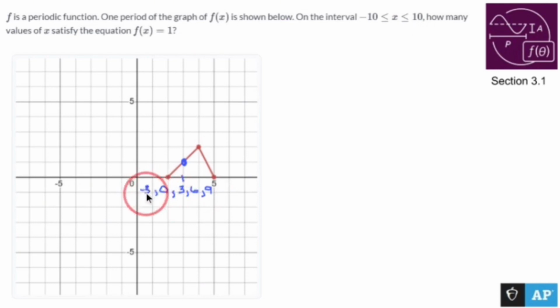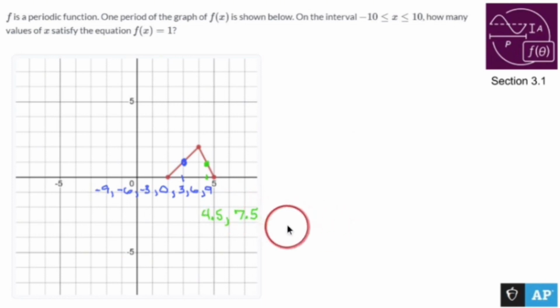At -3, it's going to happen again. At -6, at -9, it's going to happen again. At -12, it's going to happen again, but I don't care about -12. Okay, so also we are at 4.5 right there at the green spot. So f of x is equal to 1 at around 4.5, which means at 7.5 it'll happen again, which means at 10.5 it will happen again, but I don't care about 10.5.